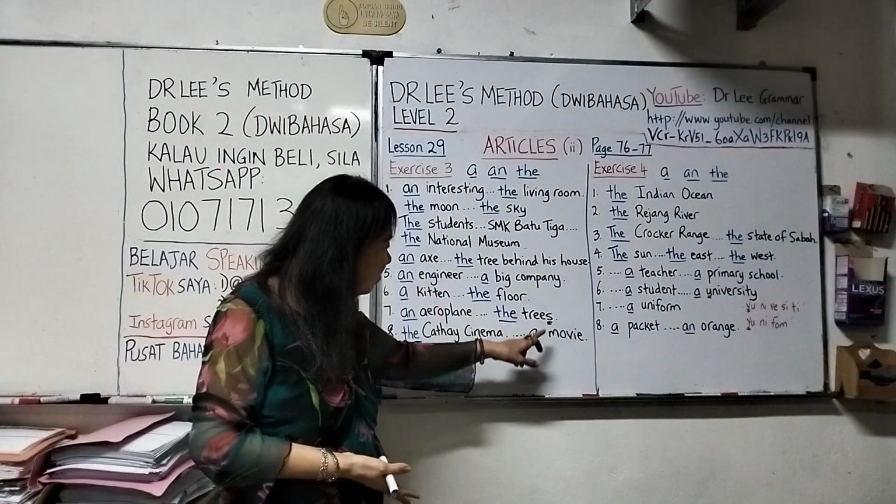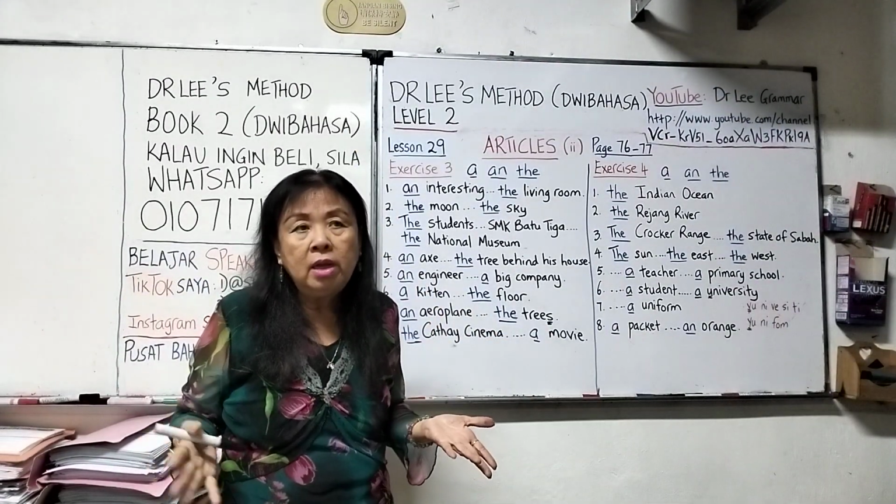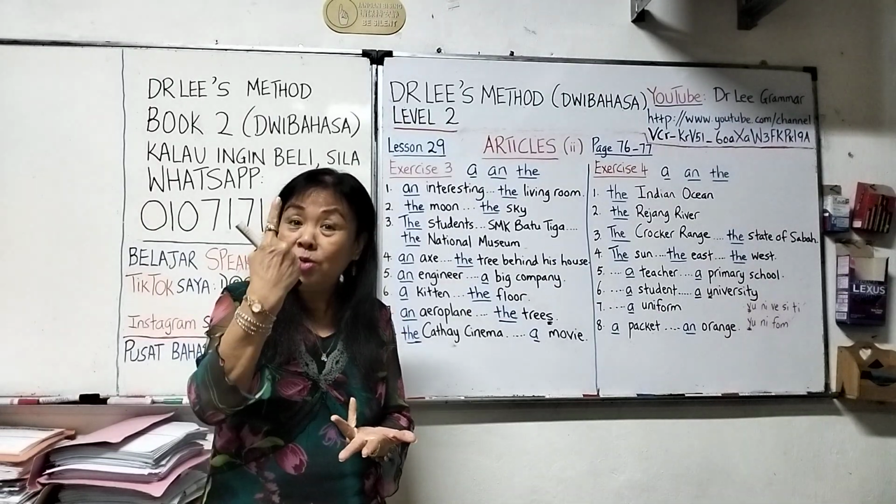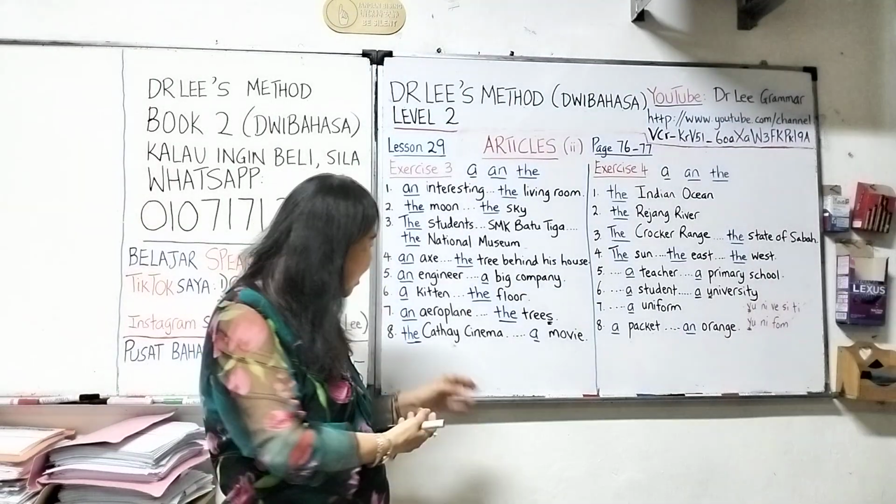And number 2, because you have an S here, it means more than 1. So you cannot put "a", you cannot put "an", because "a" and "an" represent 1. And the last one.